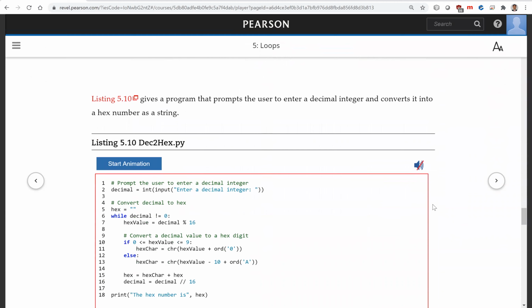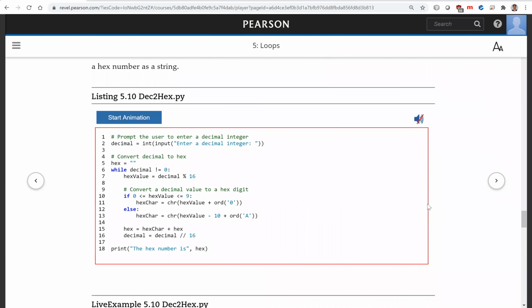So we're going to write this program now using this while loop. Prompt the user first, enter decimal value. Now we are going to test if decimal is not 0. And so we will now get the hex value.